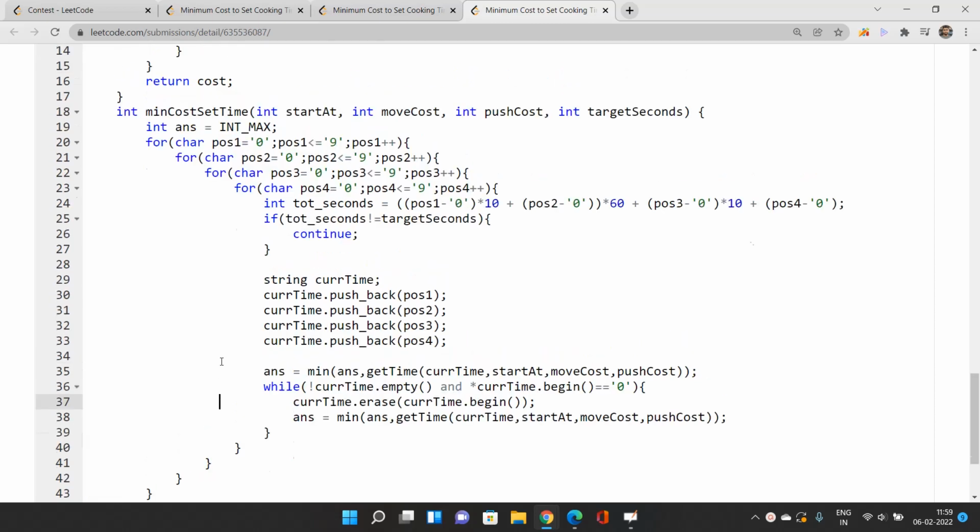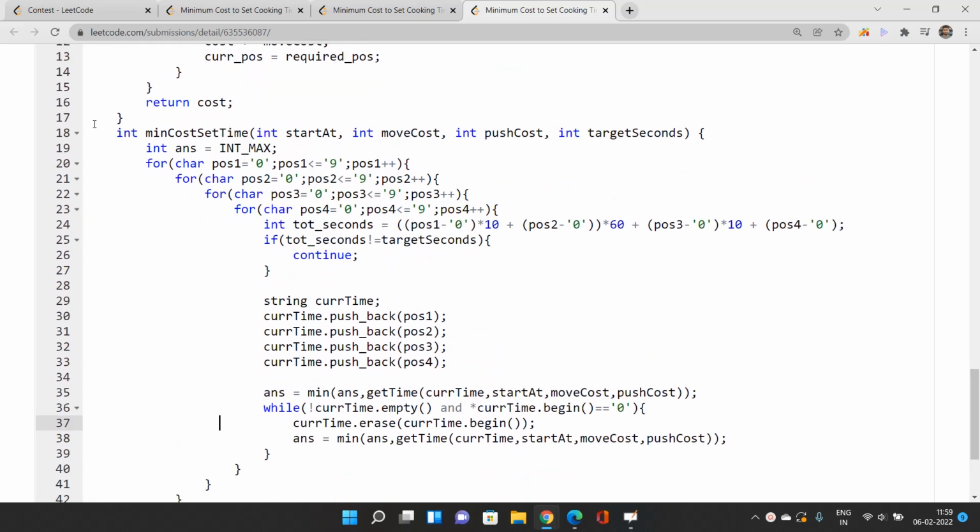So the next thing is we need to construct this string s efficiently. So I'd be using 4 for loops, you can see. Position 1 will vary from 0 to 9, position 2 will also vary from 0 to 9, similarly this one and this one.